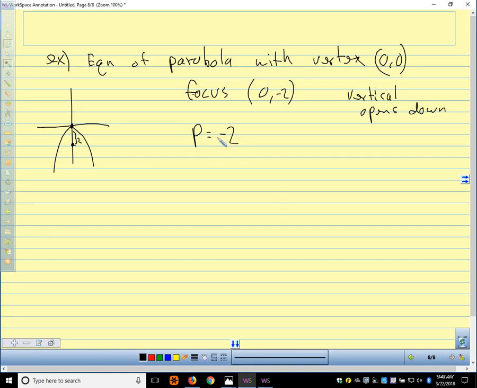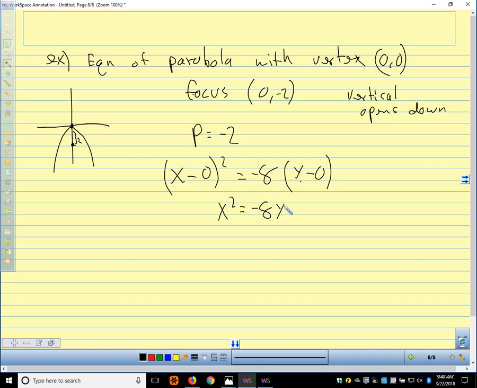Well, we're all set now. We have x minus 0 squared equals 4 times negative 2 times y minus 0. And we could write that as x squared equals negative 8y. And there's our equation. If we needed to graph that, we could graph 2 points, 4 units to the right and left of the focus. All right, questions there?